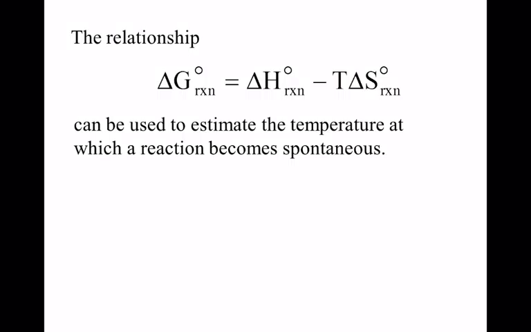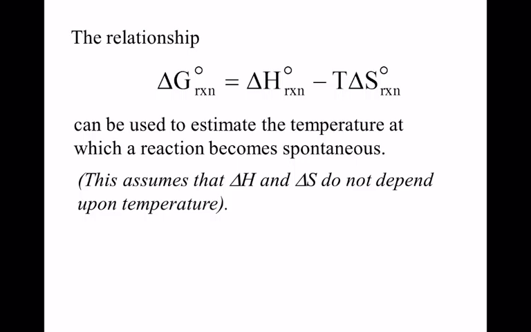Gibbs free energy, or change in Gibbs free energy of a reaction, has this relationship with enthalpy and entropy that we've been talking about. And you told me if delta G is negative, then it's spontaneous. So actually, we can use this relationship to come up with an estimated temperature that the reaction will be spontaneous, kind of the tipping point. What you do basically is set delta G to 0 and then solve for temperature.